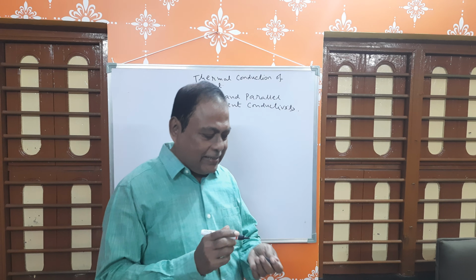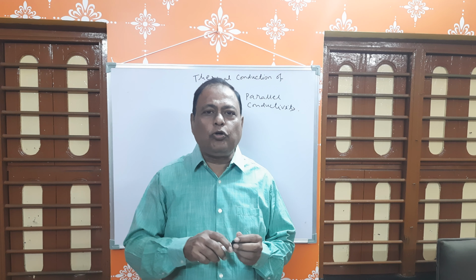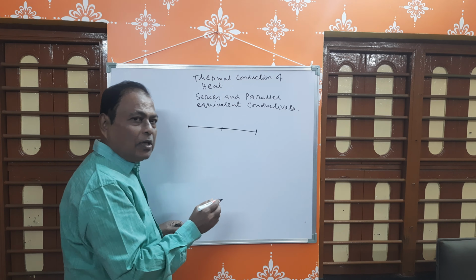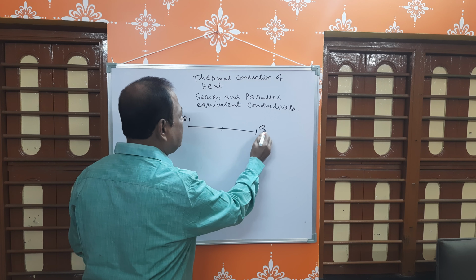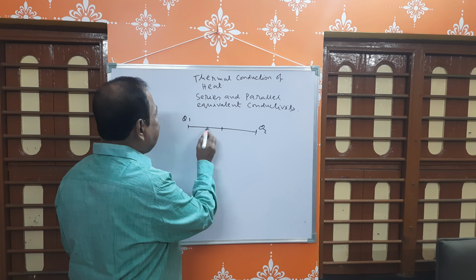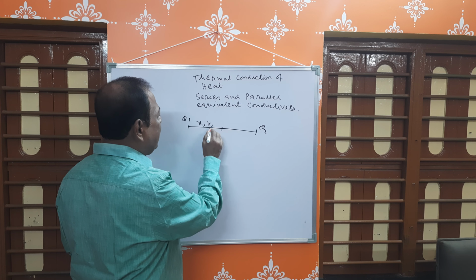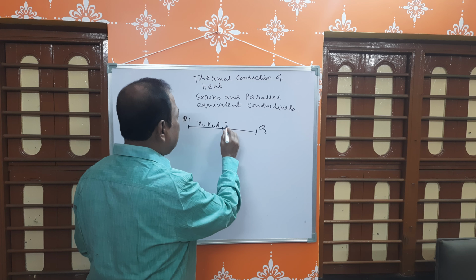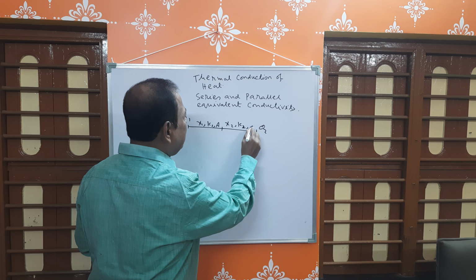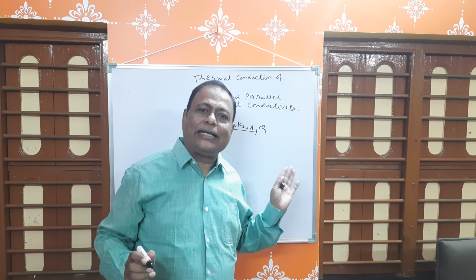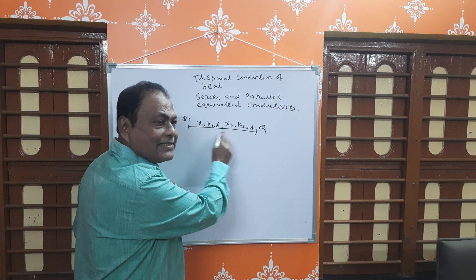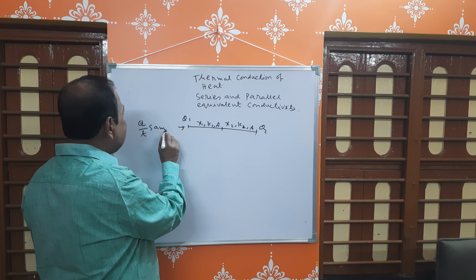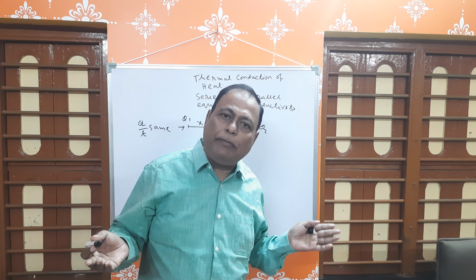Now, last class, what did I discuss? Series equivalent conductivity. I told you in my last class, this is one rod, this is another rod. This temperature is theta 1, this temperature is theta 2, this is the thickness x1, conductivity k1, area of cross section A. Similar quantities for the second rod: x2, k2 and A. I told you in my last lecture that this is called a series connection. Here Q by t is the same, that is, the rate of heat flow is the same in both the rods.